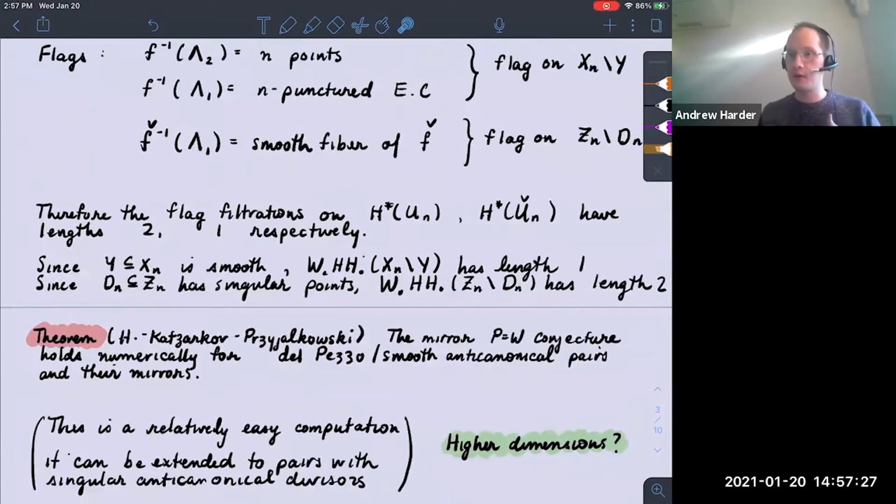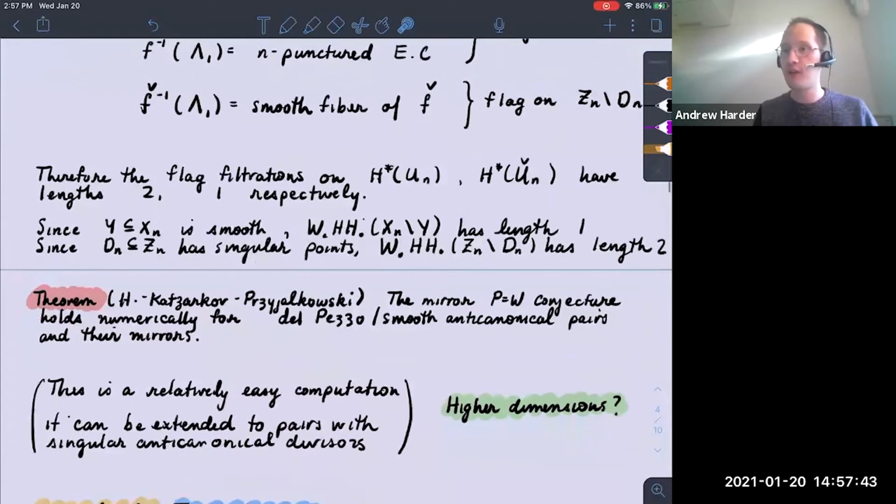You can extend it to pairs consisting of a smooth del Pezzo surface and a nodal anticanonical divisor. This is a totally fine thing to do. You can do this computation. It's just more busy work.